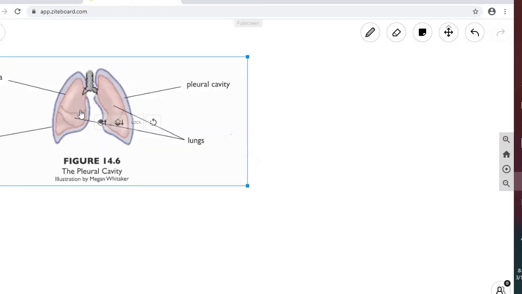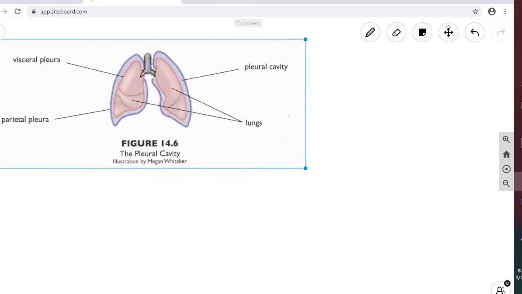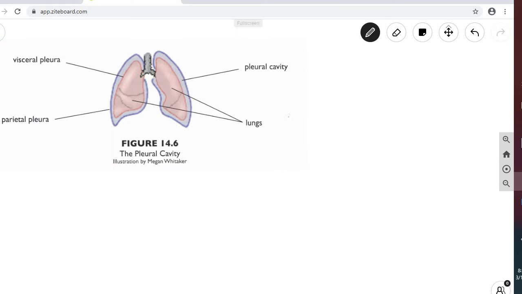Okay, this figure is showing the lungs, the pink part in the center. You can see the 3 lobes of the lungs on the right side, so 1, 2, 3, and then just the 2 lobes of the lung on the left side.